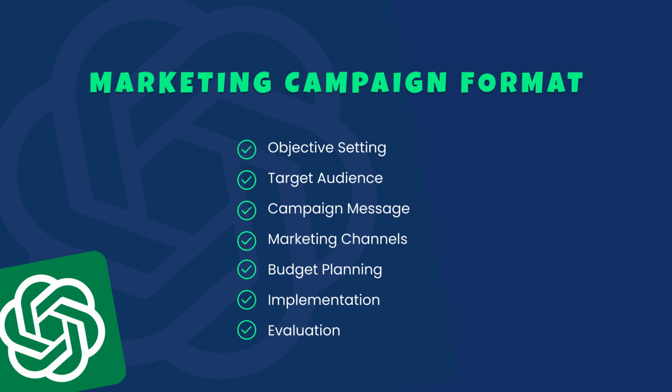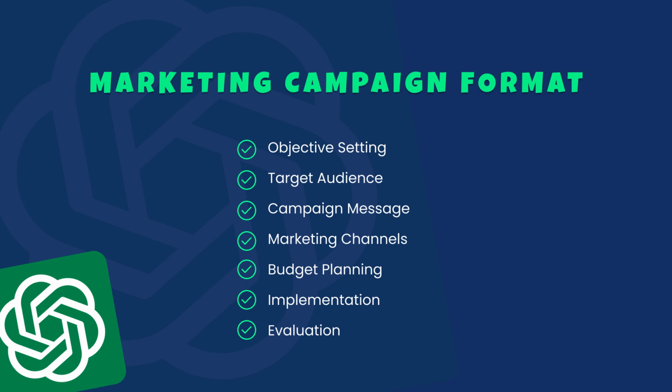Number five, budget planning. Determine how much you are willing to spend on the campaign. This should include costs for creating content, channel use, and any additional promotional activities. But marketing campaigns can be free as well. Number six, implementation. Execute your campaign according to your plan. This includes launching ads, sending emails, posting on social media, etc.